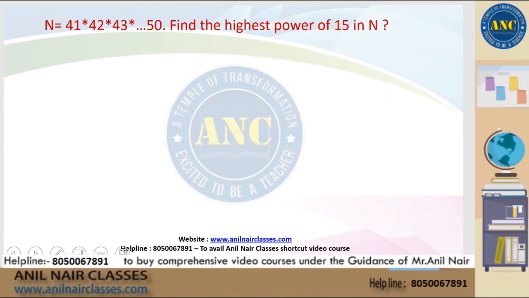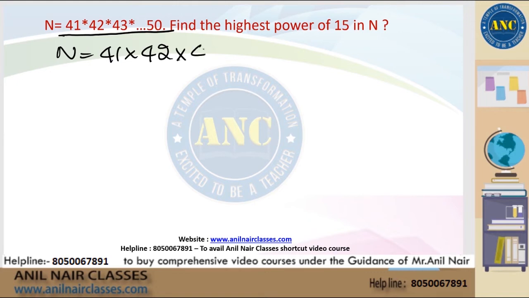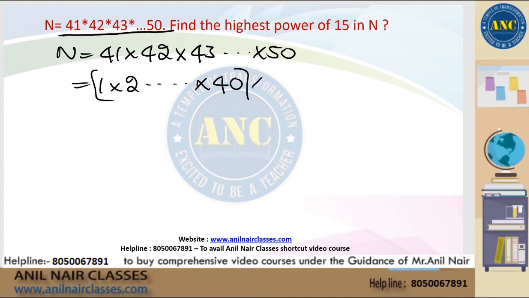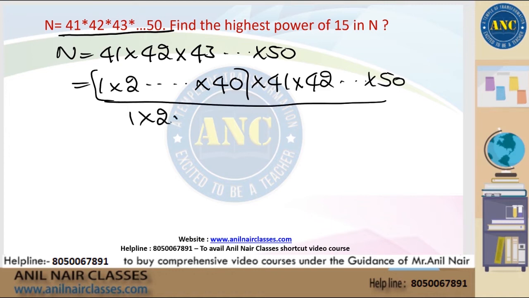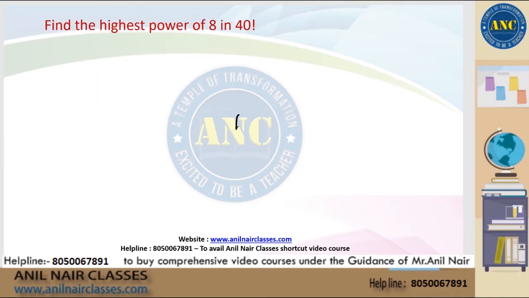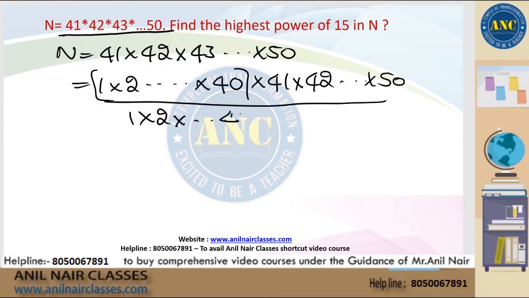Now, another question. N equals 41 into 42 into 43 and so on up to 50. So multiply and divide by 40 factorial: 1 into 2 till 40, into 41, 42 till 50, divided by 1 into 2 till 40. So this is nothing but 50 factorial divided by 40 factorial.